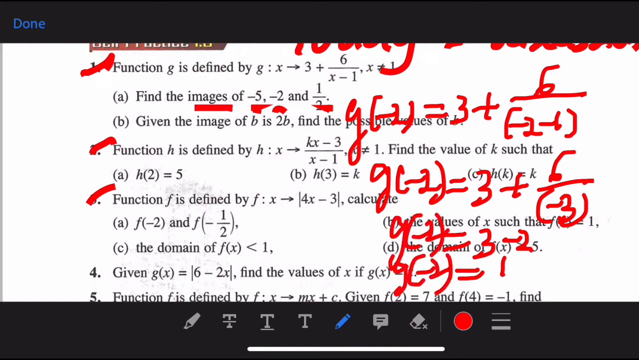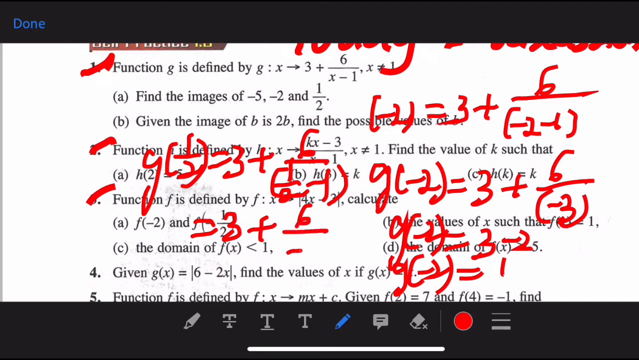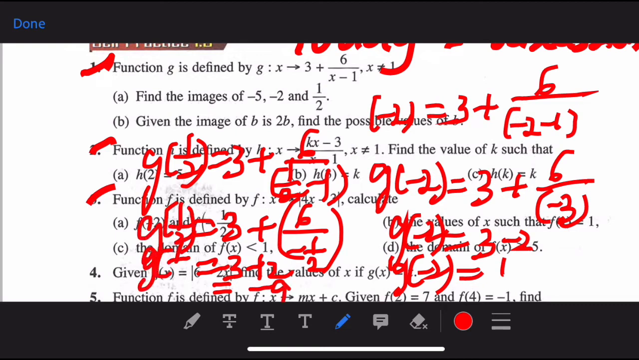Now let's do when it is half. So g(1/2) is 3 plus 6 over half minus 1, so you will get 3 plus 6 over -half, which is -12. 3 minus 12, so the answer is -9, right? g(half) is -9. Got it? For this one, I think all of you know how to do. It's quite simple, right?